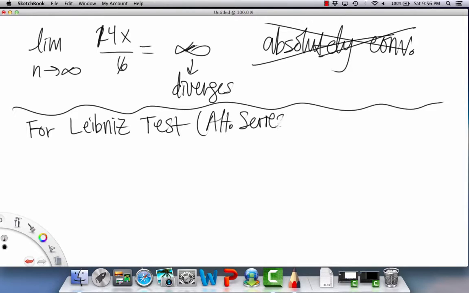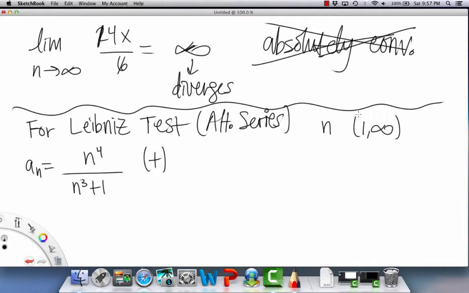Alternating series. Just to refresh, our sequence was characterized by a_n = n to the fourth over n to the third plus 1. For the Leibniz test to work, a_n has to be positive on our interval, where n goes from 1 to infinity. It includes 1, so a square bracket there. Anytime you plug in n, it's going to be positive, so a_n is positive for all values of n, and that's good.